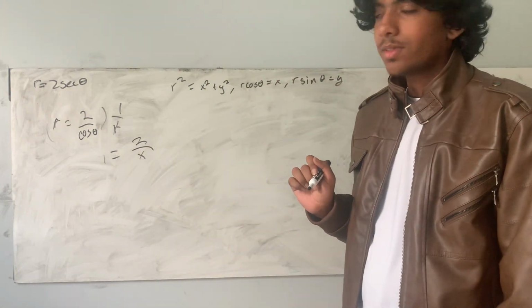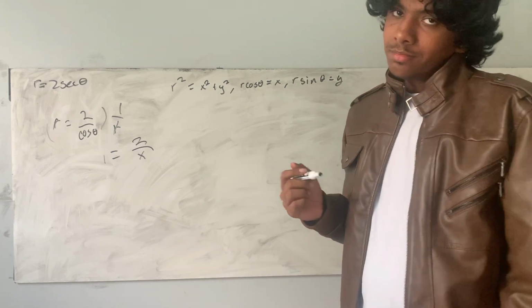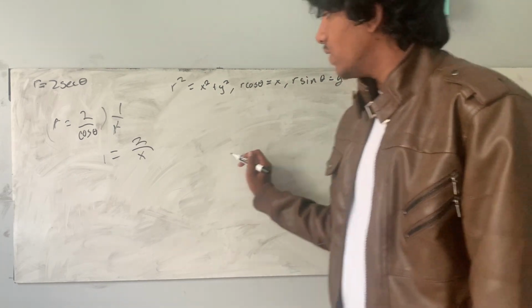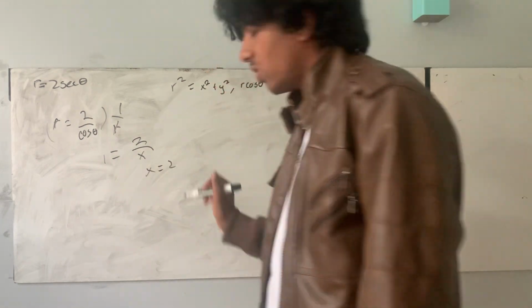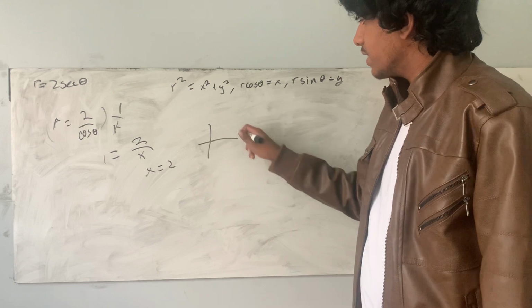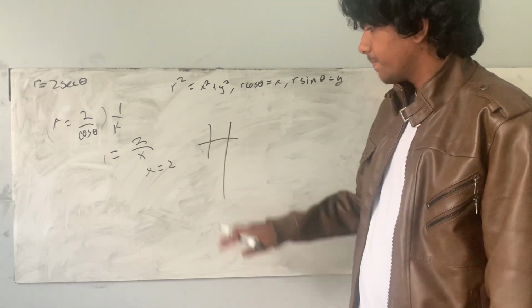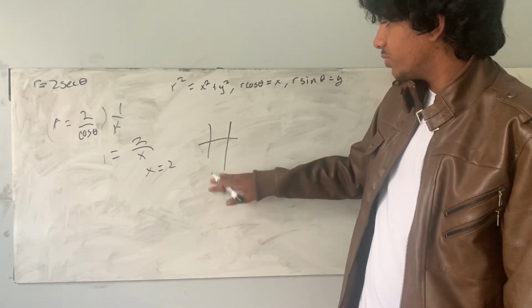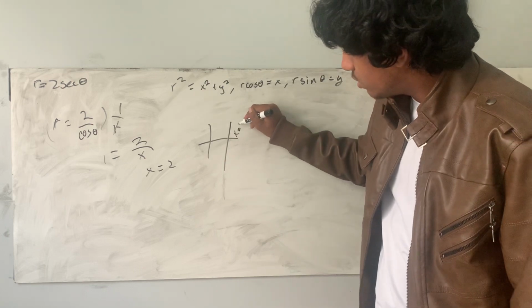Now you just multiply the x over, and you get x equals 2, which is a vertical line, and it'll look like this. It'll look like that. So yeah, this will be x equals 2.